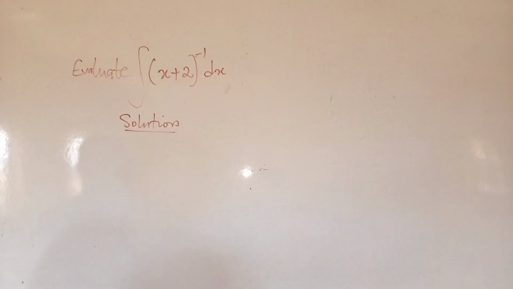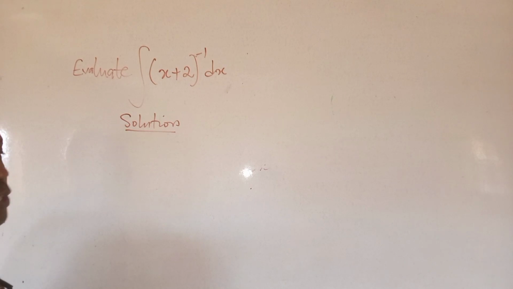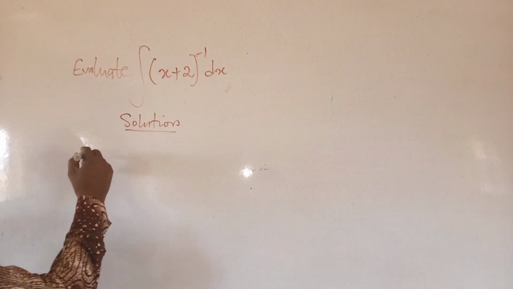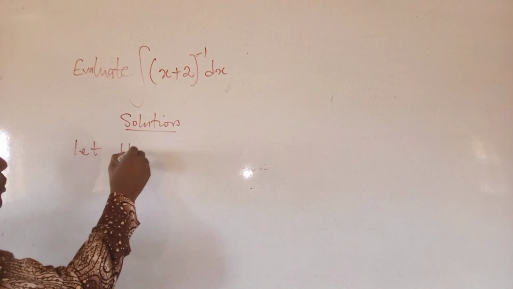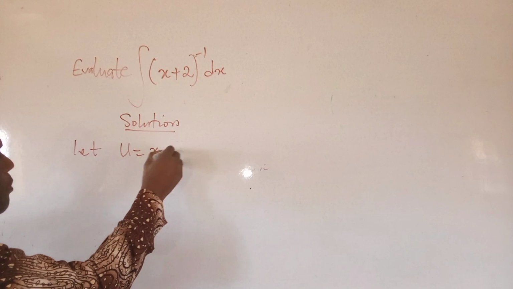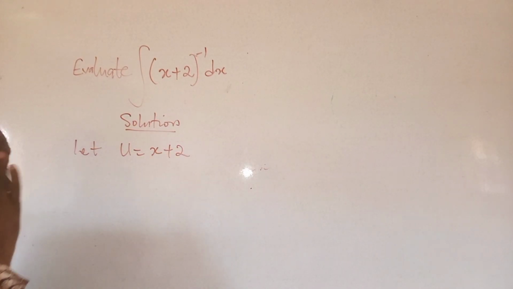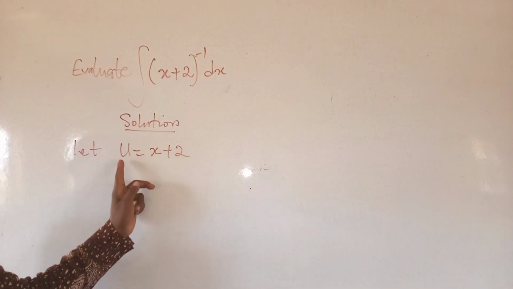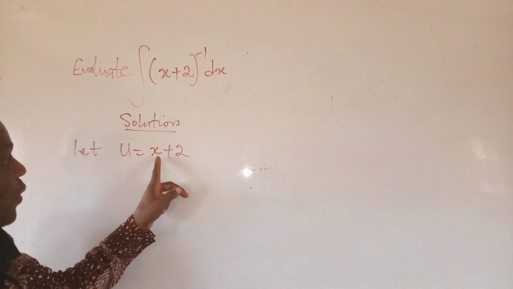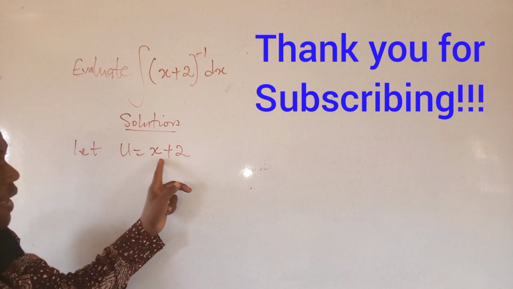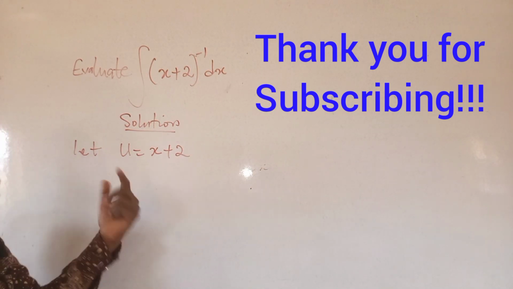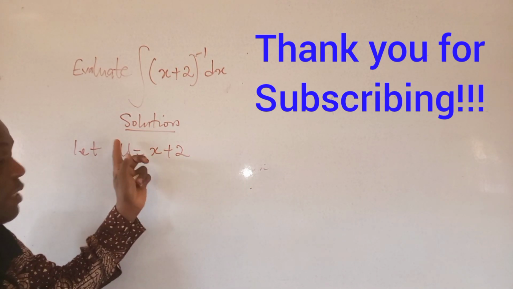Let's solve this integral problem using the substitution method. Now, this can be let u equal x plus 2. Of course, I can decide to say p equals x plus 2. I can decide to say z equals x plus 2. So it does not really matter. These are all just variables.